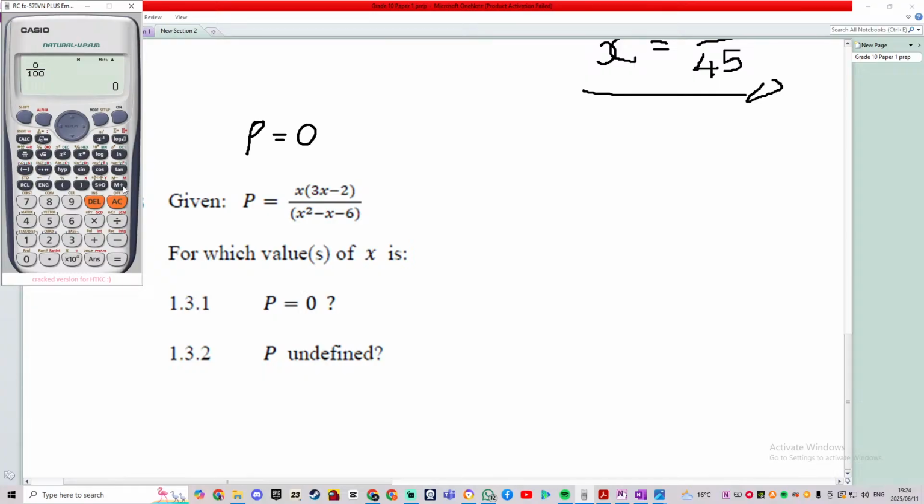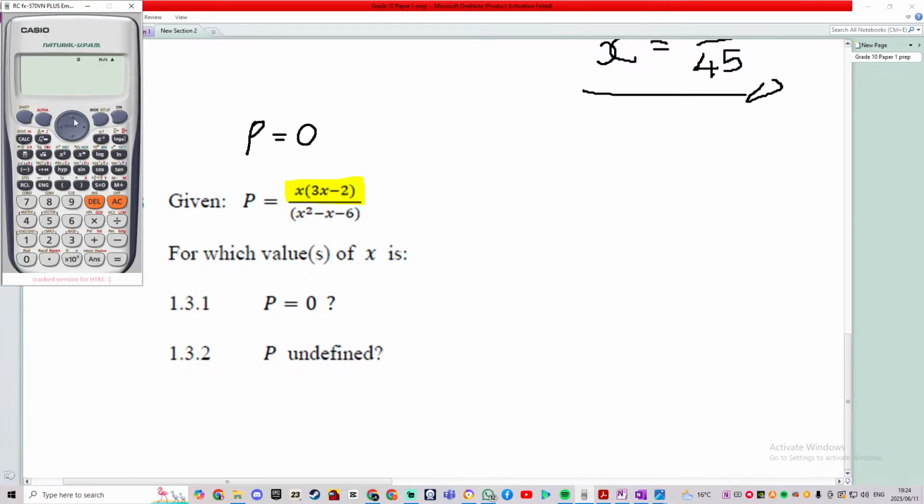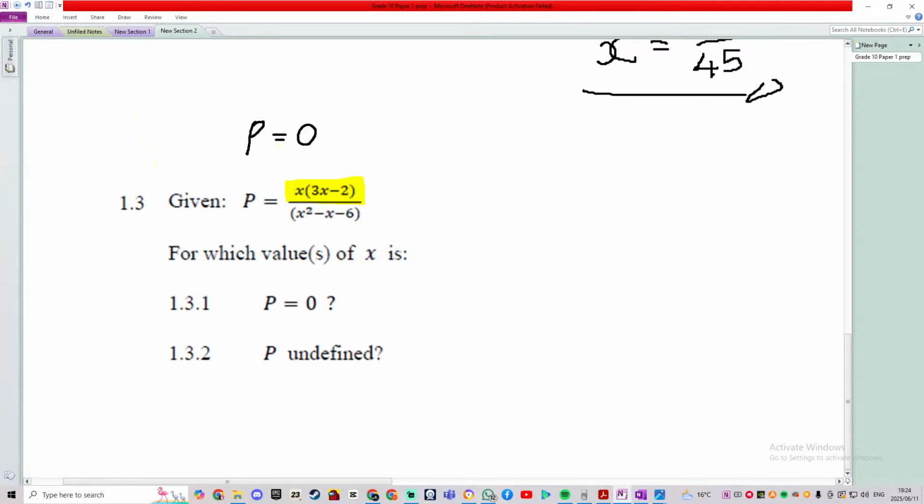That will mean that the entire answer will be 0. So in other words, this numerator over here, that numerator over there, if that is 0, then P will equal to 0. Like I just showed you with the calculator here. If the numerator is 0, the answer will be 0. So you need to find for which values of x will P equal to 0. From our knowledge that we just derived, we know that if the numerator is 0, P will be 0. So the numerator is x bracket 3x minus 2. If that entire numerator is equal to 0, P will equal to 0.